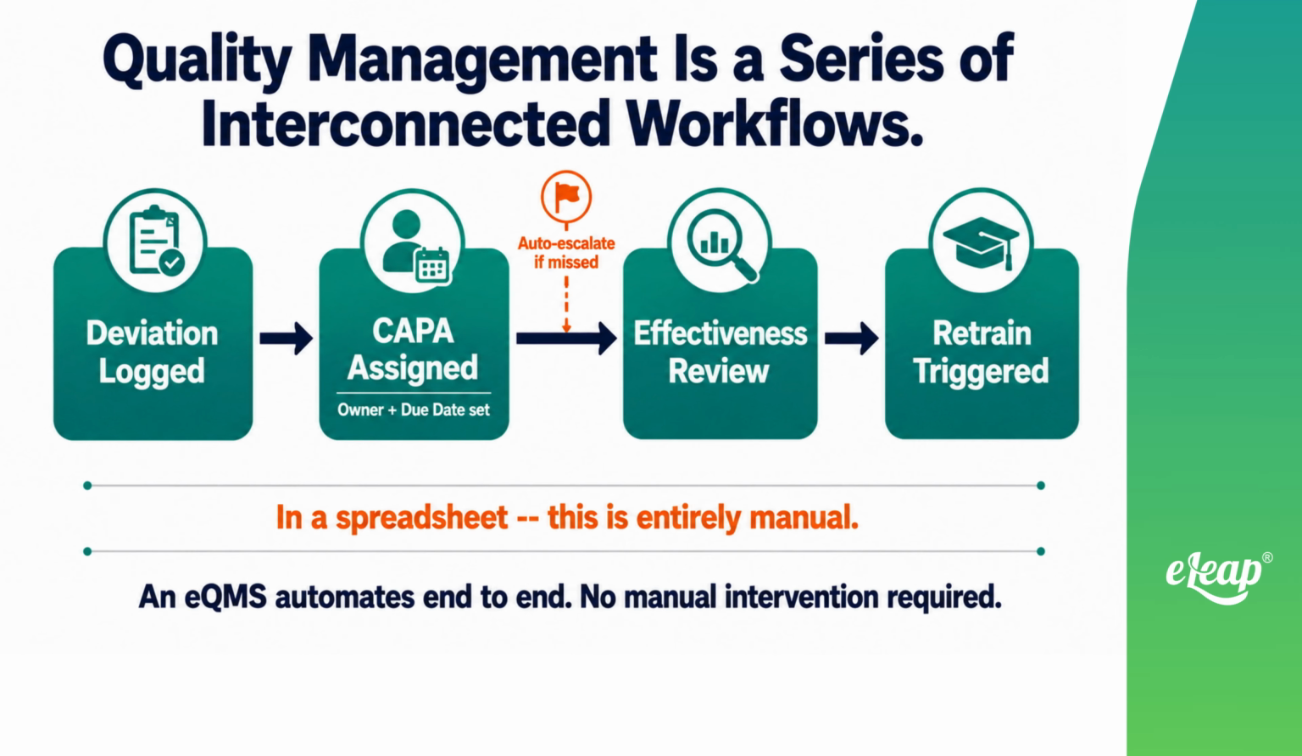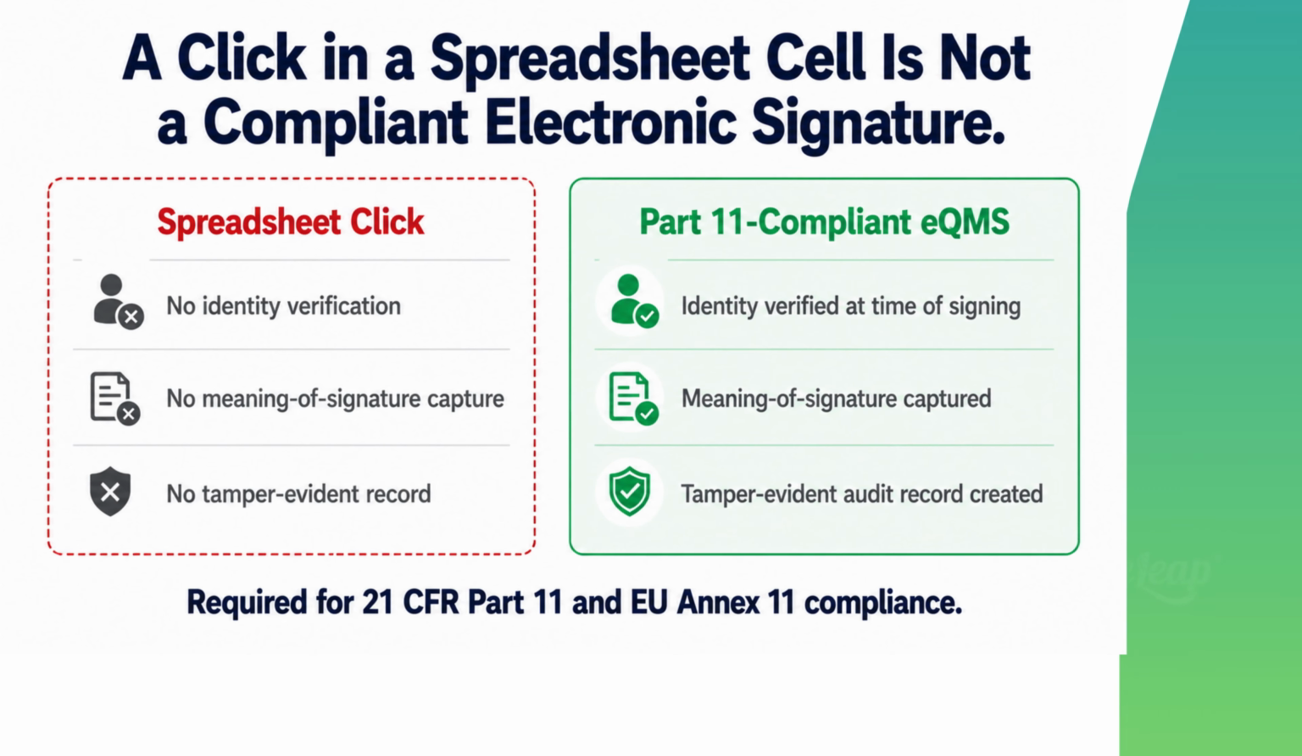Reason 3, no automated workflow. A deviation triggers a CAPA. A CAPA triggers an effectiveness review. A document change triggers retraining. In a spreadsheet environment, managing these dependencies is entirely manual, subject to missed emails and delayed escalations. An eQMS automates these workflows end-to-end. No manual intervention required.